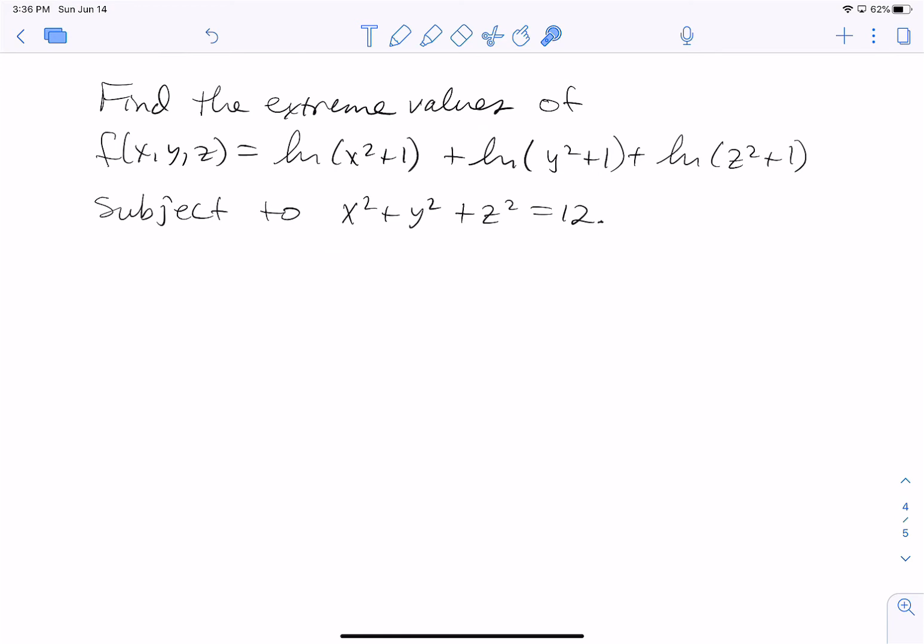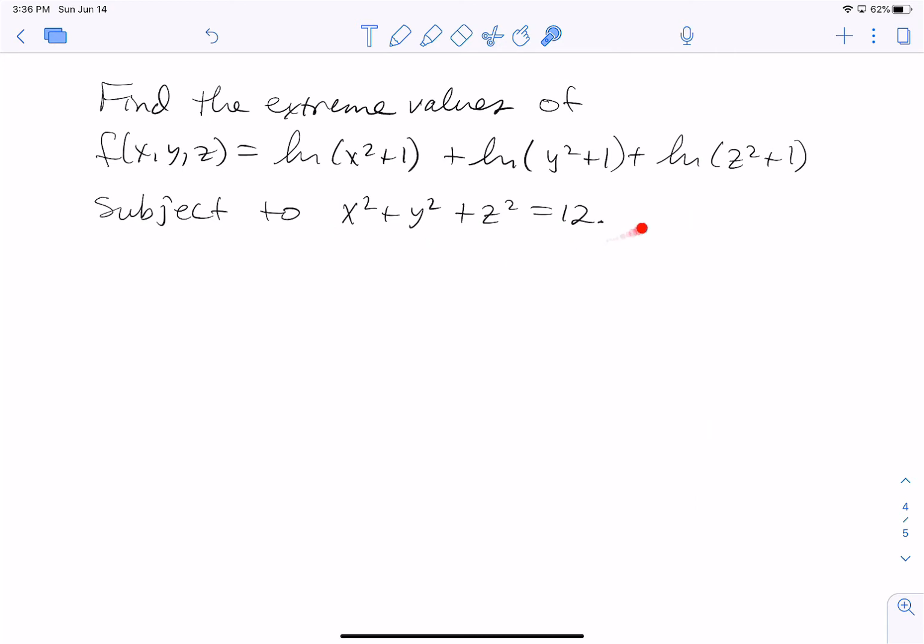Here's another way to say optimize. Find the extreme values of f of x, y, z is equal to the natural log of x squared plus 1, plus the natural log of y squared plus 1, plus the natural log of z squared plus 1, subject to x squared plus y squared plus z squared is equal to 12.